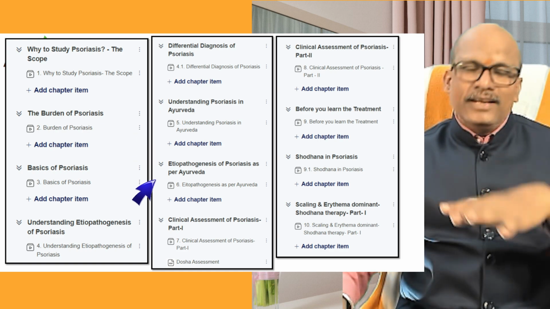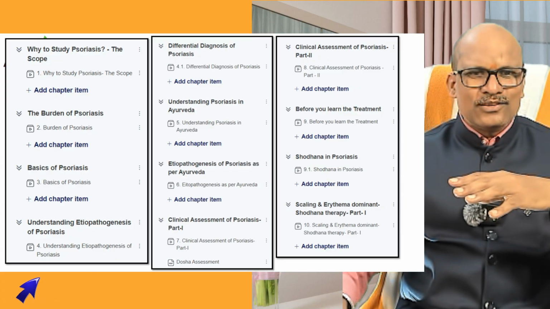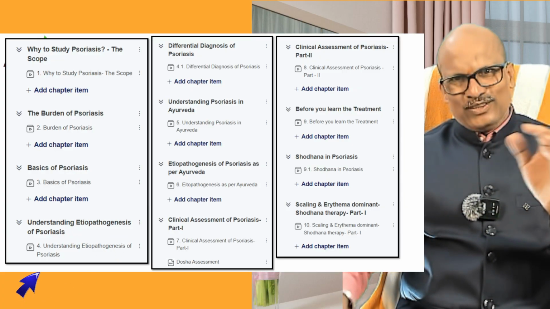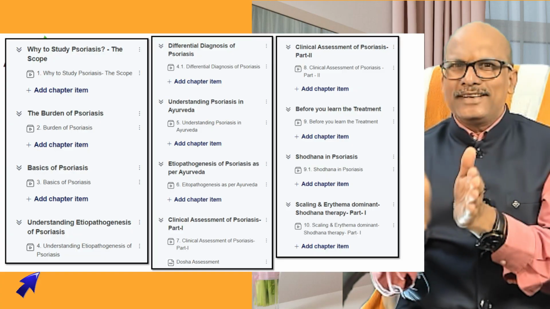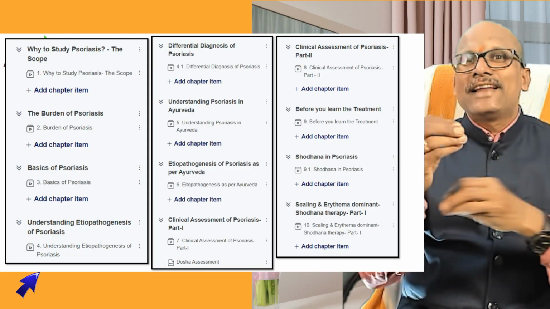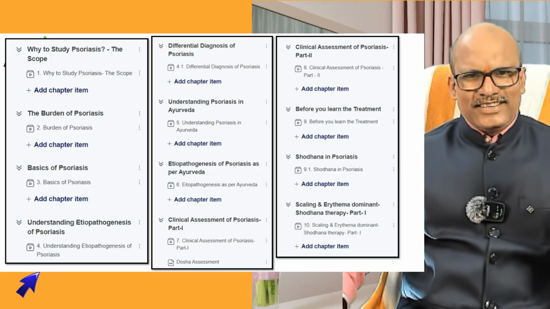Next comes Ayurvedic understanding of etiopathogenesis. Now, very important in this, the modern pathology of psoriasis is interpreted in Ayurvedic terms so that we can plan Ayurvedic treatment. That is discussed in that.